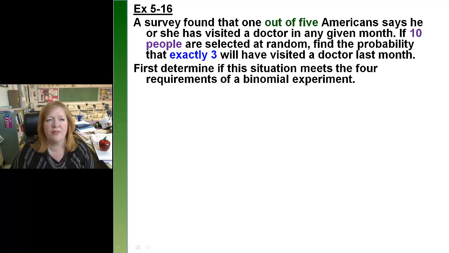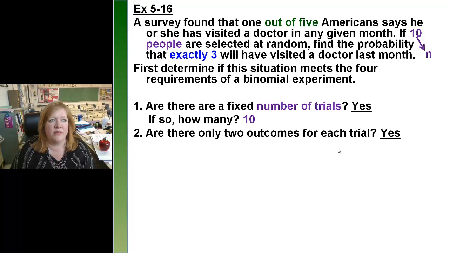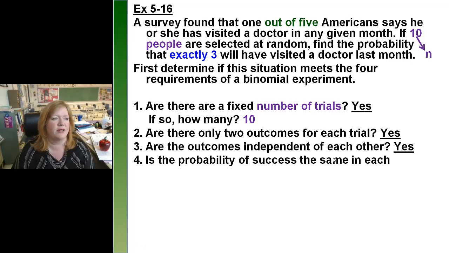So first determine if it meets our 4 requirements. So number 1, there's a fixed number of trials. Yes, that is going to be 10. That's our n. Are there only 2 outcomes for each trial? Yes. There's only 2. Either they visited the doctor or they didn't. Are the outcomes independent? Yes. Somebody visiting the doctor is in no way affects if somebody else visits the doctor.